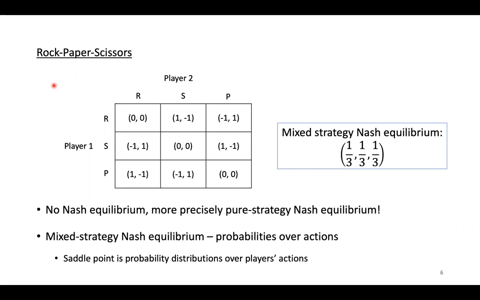So this is essentially what is called the existence of Nash equilibrium theorem, which was proven by Nash, which got him the Nobel Prize. And even though a game need not have a pure strategy Nash equilibrium, there will always exist a mixed strategy Nash equilibrium.